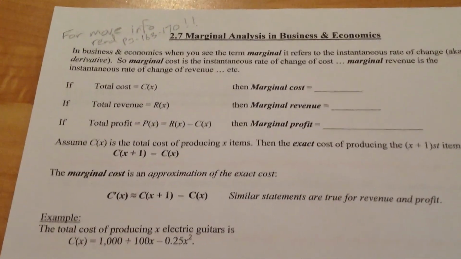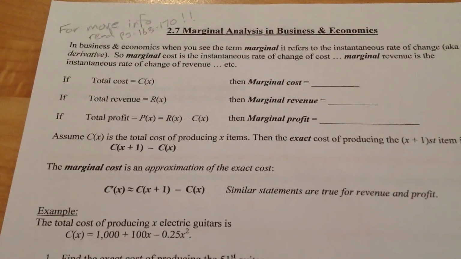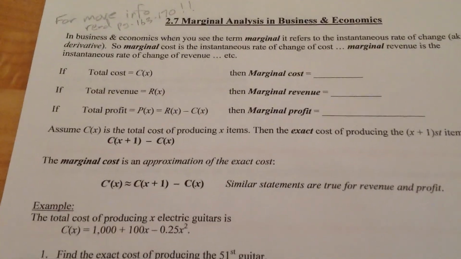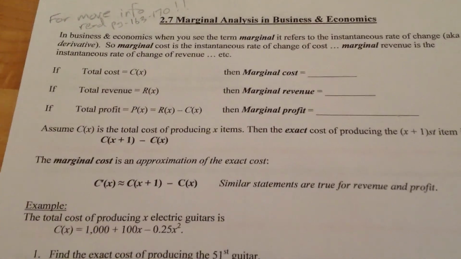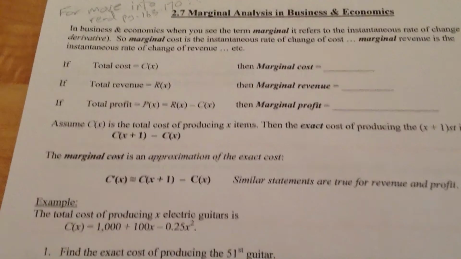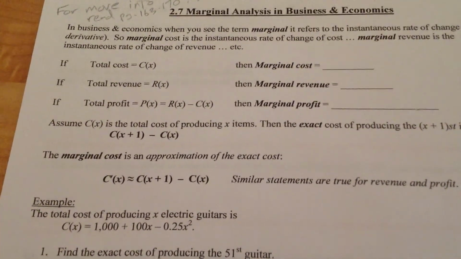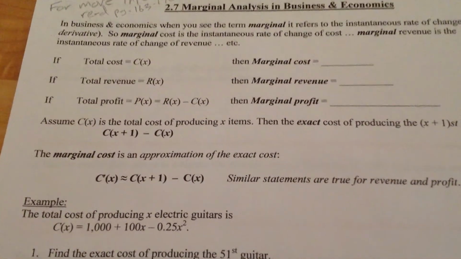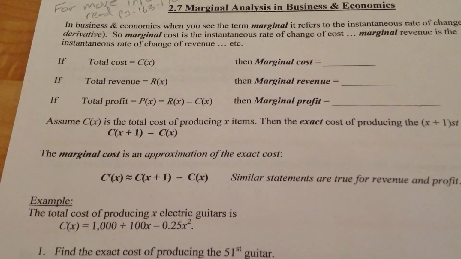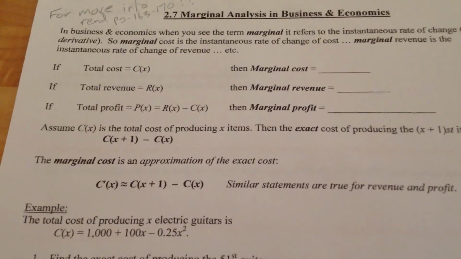All we're going to do is use the idea of derivative in respect to economics and business functions. So we're going to look at total cost, total revenue, and total profit. Generally speaking, cost is how much it costs you to manufacture your product. Revenue is the amount of money you will take in from the sale of your product. And profit is the difference between how much you take in and how much you spent on making your product.